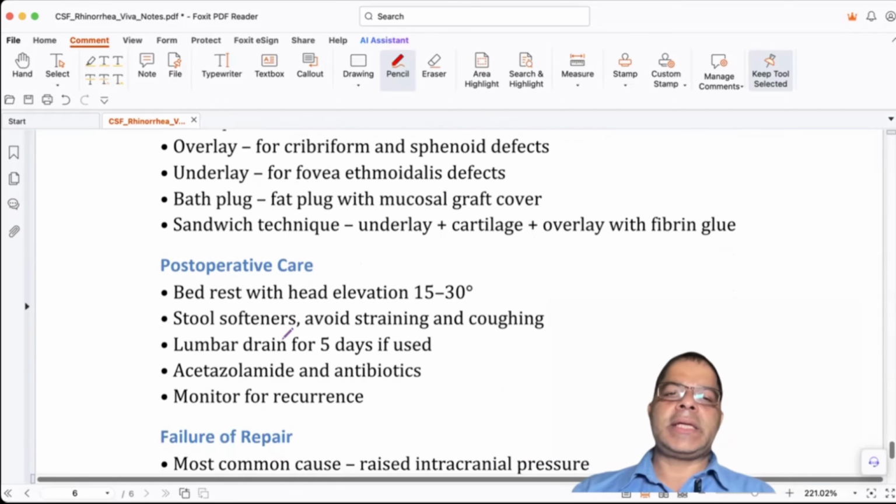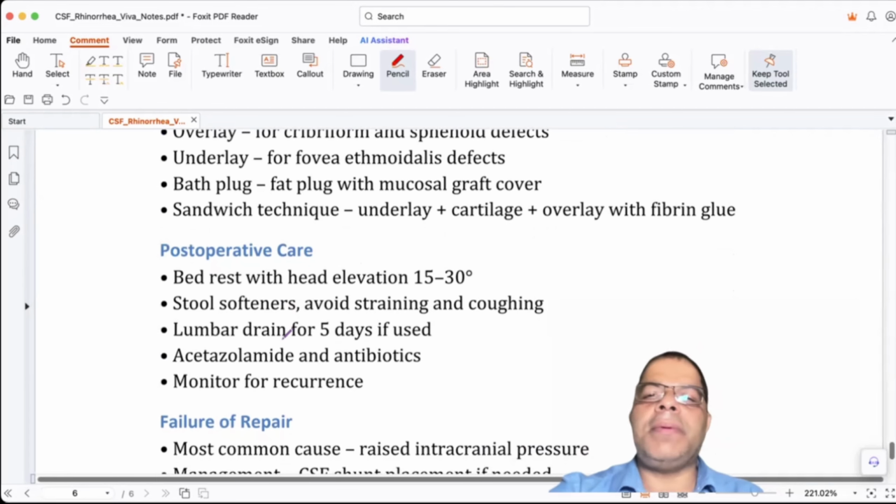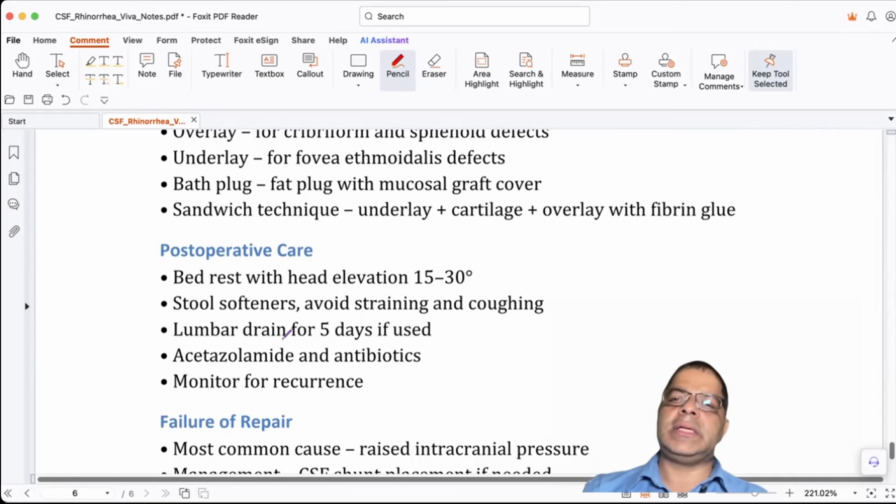Bath plug technique is described and it is done for a small hole in the skull base. It uses a fat plug and a mucosal graft covers it after that. Sandwich technique is also described, maybe both techniques, underlay and overlay, and after that cartilage also, but with a double layer of fascia lata that is much extra. No need of cartilage in this kind of technique. After that, we put the fibrin glue.